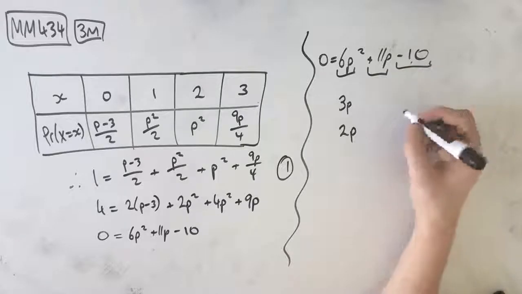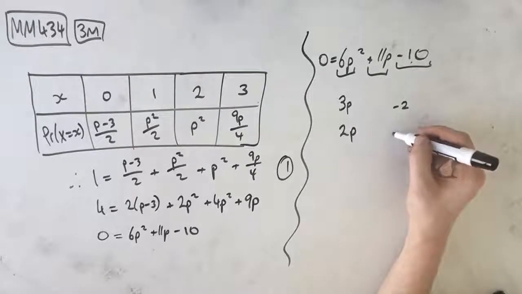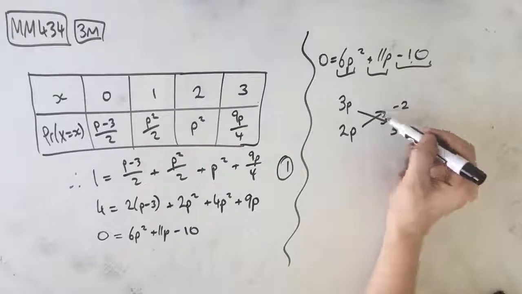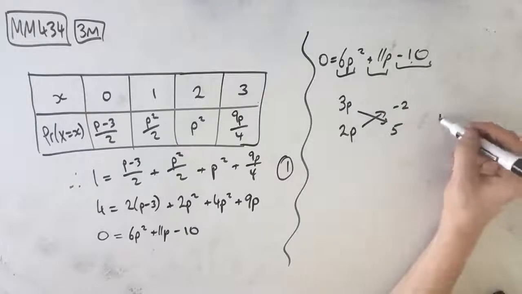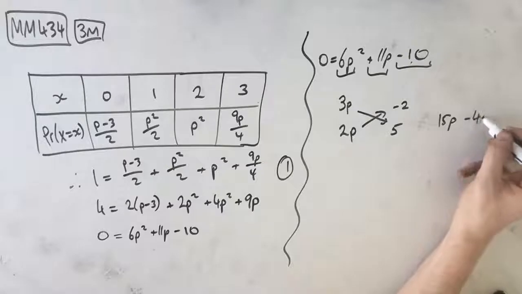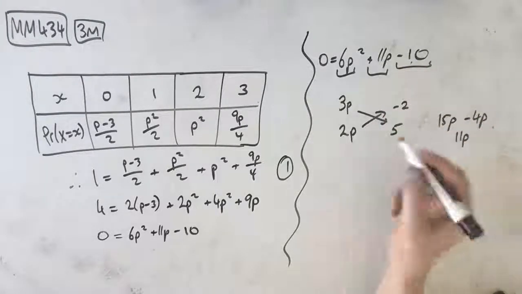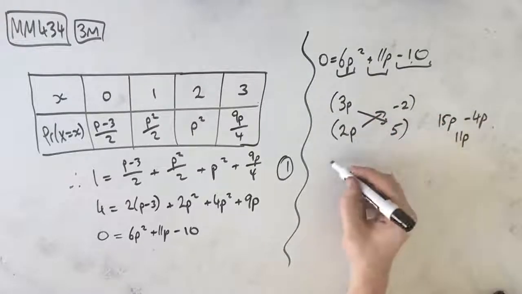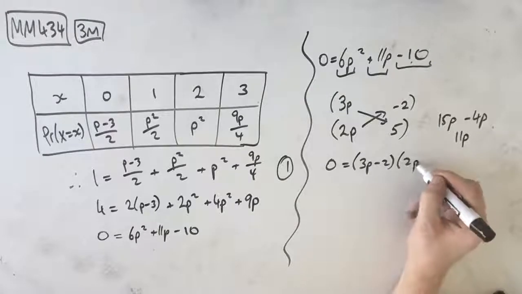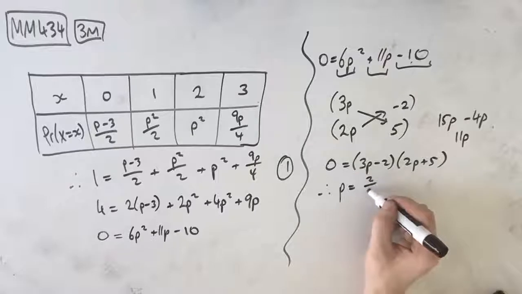So it can be a little bit confusing, but what we're actually going to do is we're going to take negative 2 and 5, right? Because then we'll get, and this is a cross multiplication, 3p times 5, which is 15p. Then we get 2p times negative 2, which is negative 4p. So 15p take 4p is 11p, which is exactly what we want. So then we can put brackets around like this and say that 0 is equal to (3p minus 2)(2p plus 5). And then therefore, p equals 2 on 3.